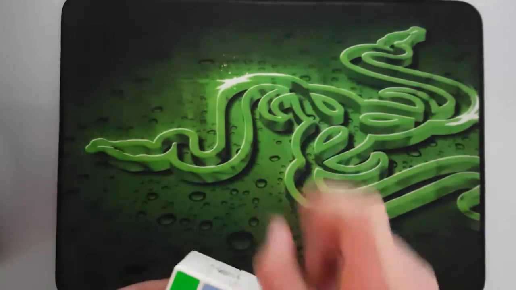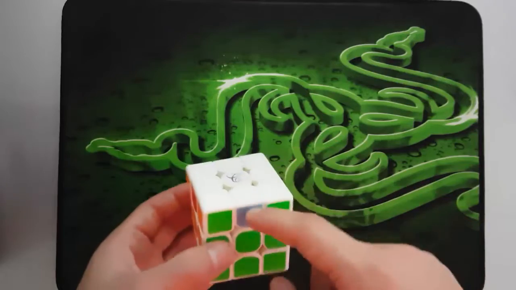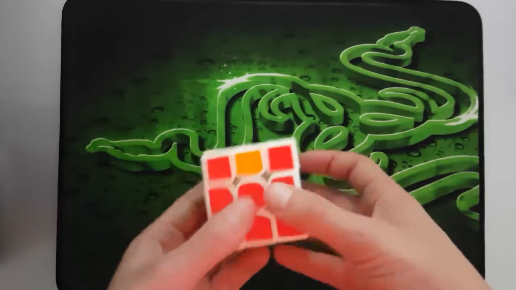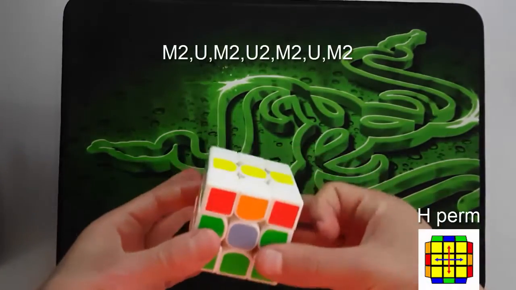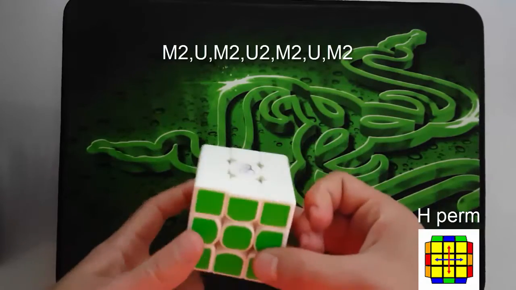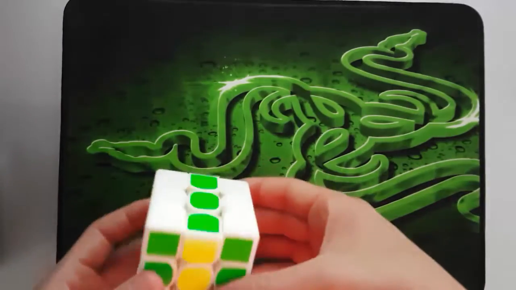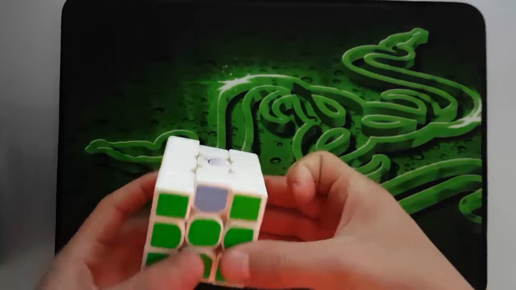And then there's one last permutation that I would like to teach you. That's for a diagonal swap. So these two swap and these two swap. So they're always opposites all the way around. Really easy to recognize. It's M2, U, M2, U2, M2, U, M2. So the algorithm for the diagonal swap is M2, U, M2, U2, M2, U, M2.